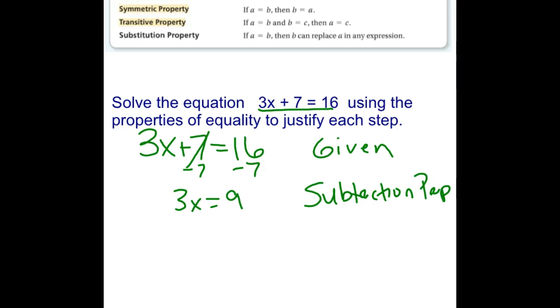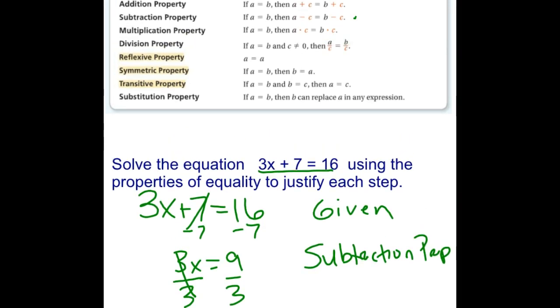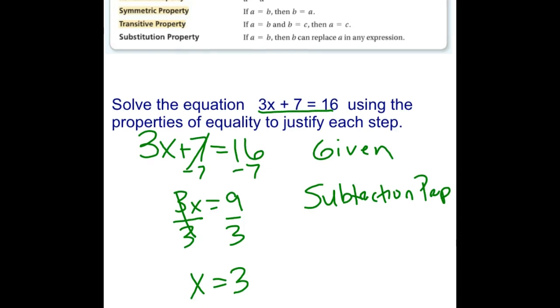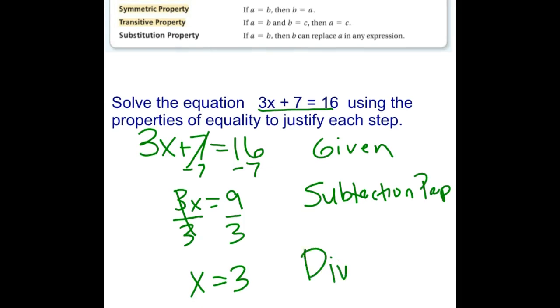And now if we keep going, we're going to get that x by itself and divide both sides by 3, and we get x is equal to 3. Well, if we look at what we just did, we divided both sides by 3. I check. That's what the division property does. You're dividing both sides by the same thing. So this was my division property that allowed me to get x equals 3. And that's just kind of how proofs start with our algebraic proofs.